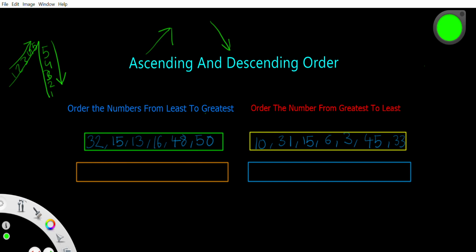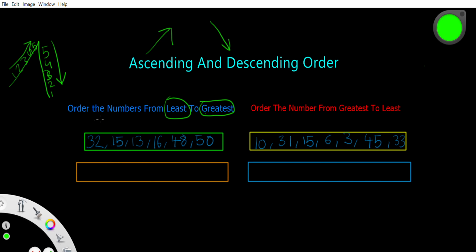So let's get started. What it wants us to do here is order the numbers from least to greatest. So that's what we have to remember. We need to know that we're supposed to put the smallest number first and the largest number at the end. Right here is where we're supposed to put the largest number, and this is where we're supposed to put the smallest number. So now that we know that, let's get started.